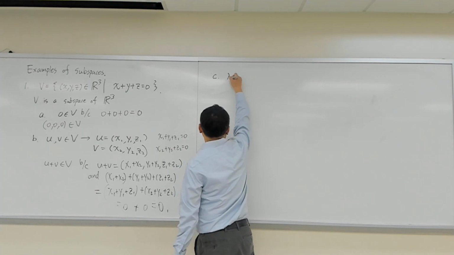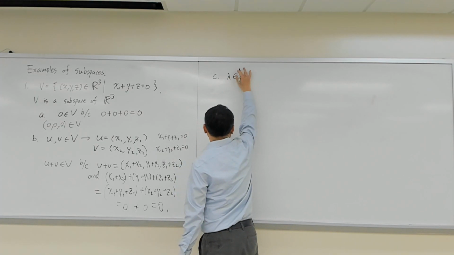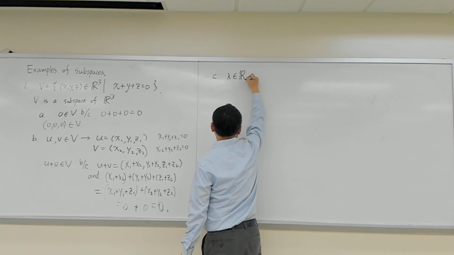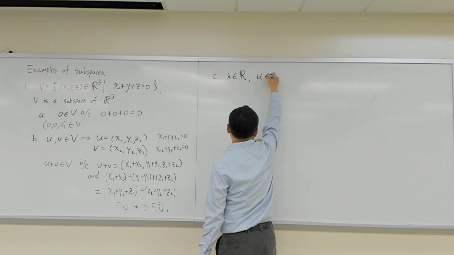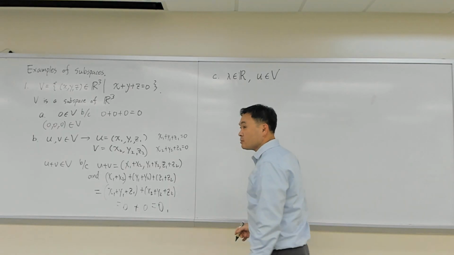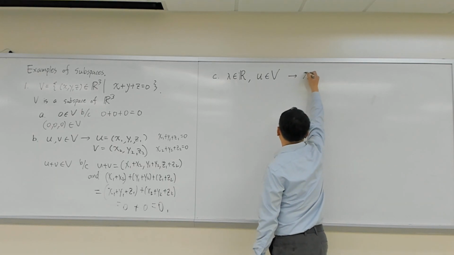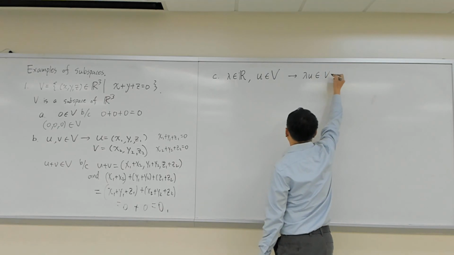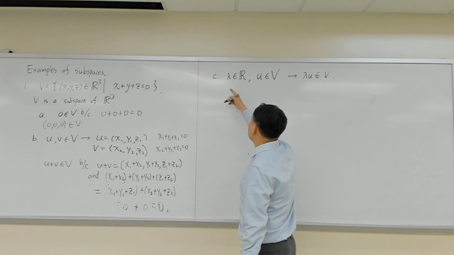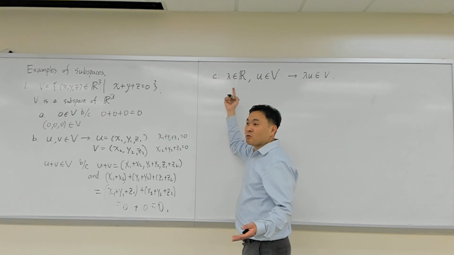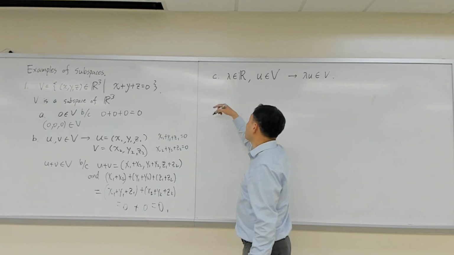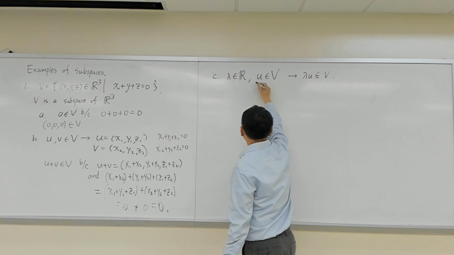If you pick any real number and any vector U, what are we trying to show? We want to show that lambda U is in V. Let's try that. Well, lambda in R, you can't say much. It's just some real number. That's all we can say. How would you write this?